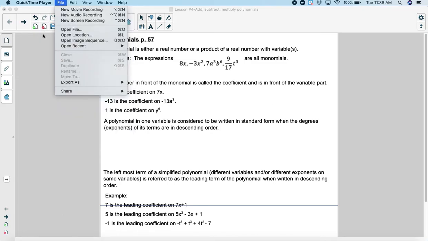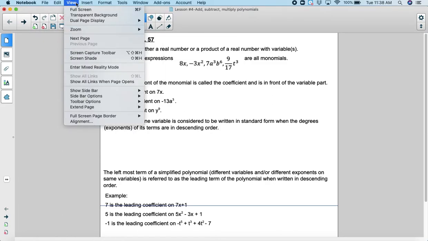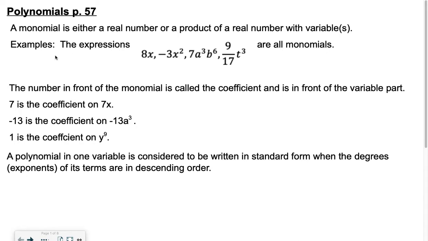Subtracting and multiplying polynomials. There'll be a separate video on division. So a monomial is either a real number or a product of a real number with variables. These are also known as single-term expressions. Expressions lack an equal sign. So these are some examples of monomials.